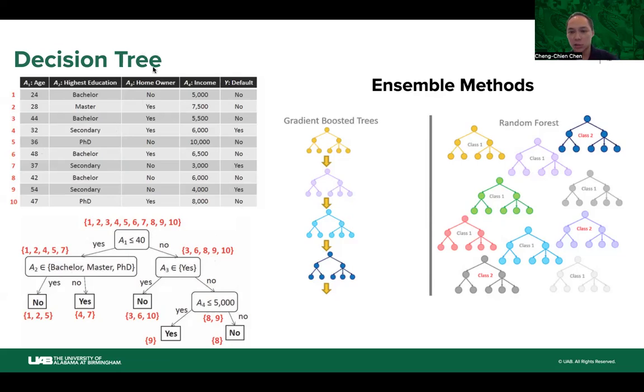One problem with decision trees is that quite often they will be overfitted. This means that the model will perform very well on your training sets.